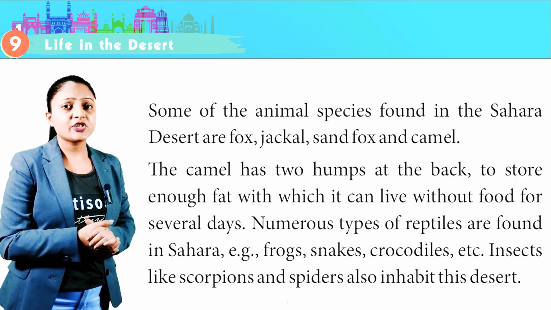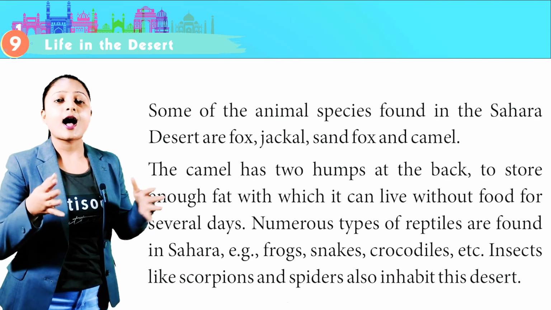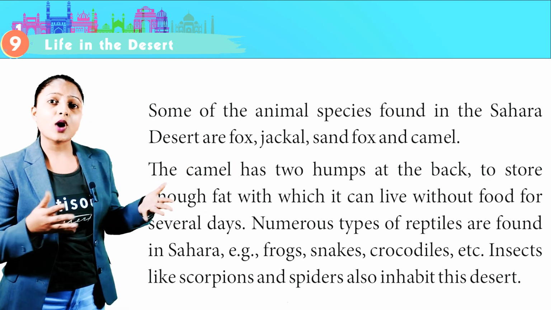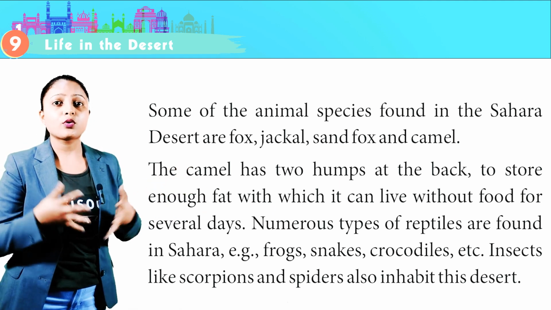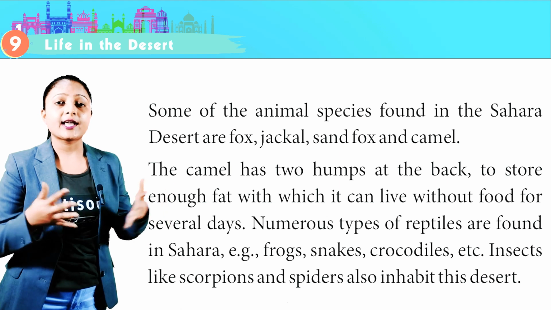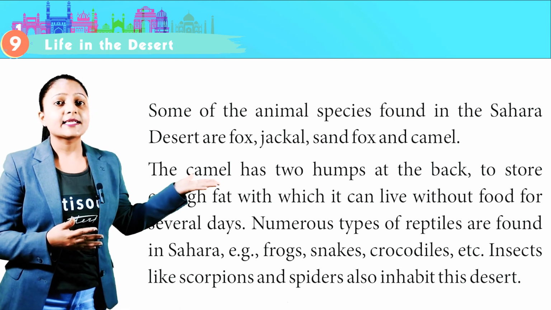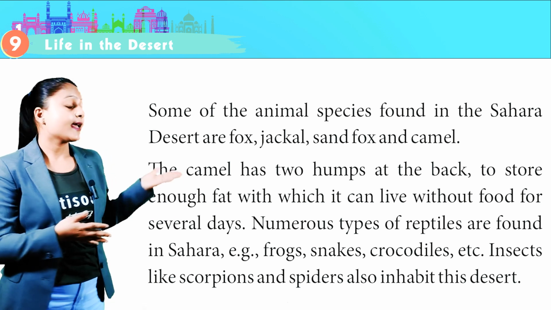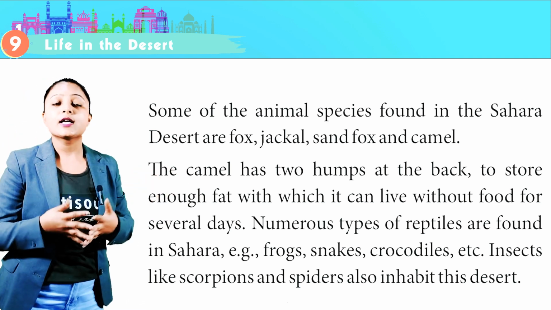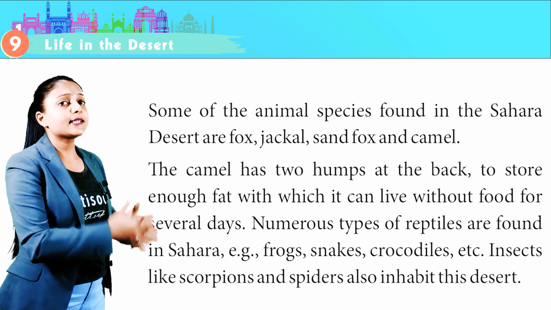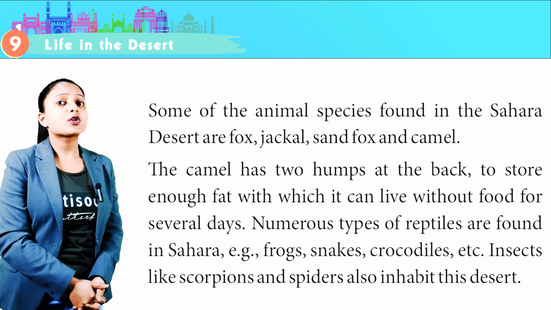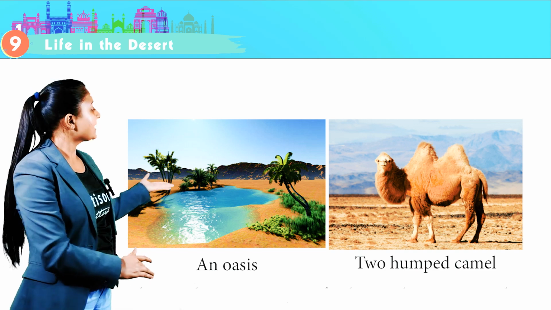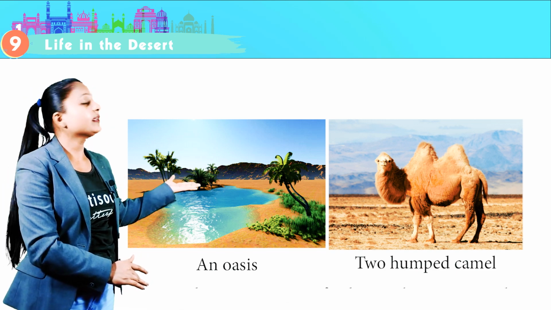Some of the animal species found in the Sahara Desert are fox, jackal, sand fox, and camel. The camel has a hump at the back to store enough fat with which it can live without food for several days. Numerous types of reptiles are found in Sahara, for example, frogs, snakes, crocodiles, etc. Insects like scorpions and spiders also inhabit this desert. This is the image of an oasis and this is the image of a camel.